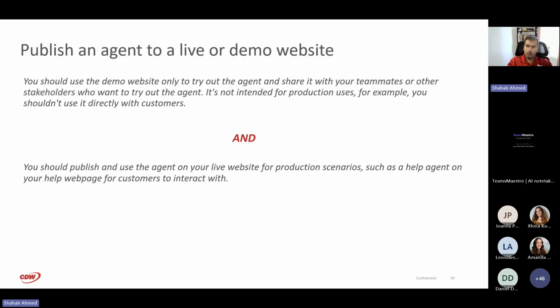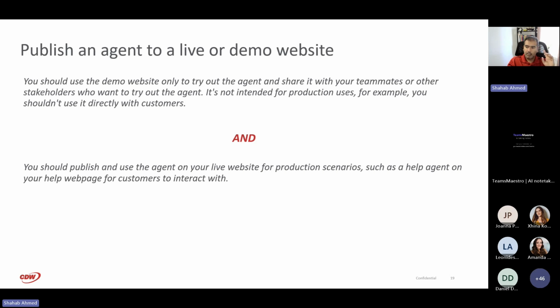Once it's ready to go, you should always publish it. And every time you make changes to it, you should republish it. There is that difference. I've seen some production environments that have had demo website launches. I don't think that's something that we recommend.